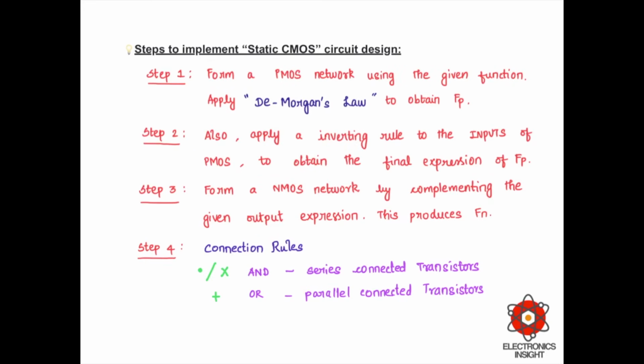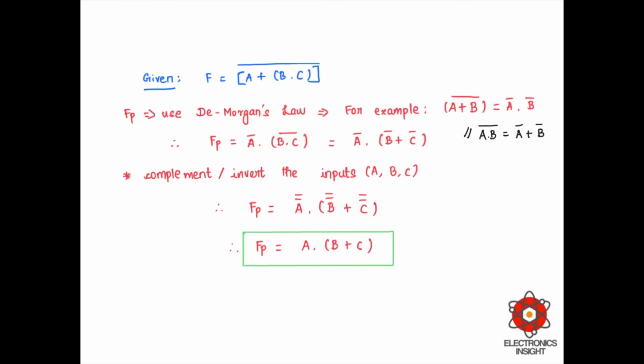And the final rule is the very important connection rules, wherein many people keep getting confused that if it is PMOS, we have to connect it in parallel, and if NMOS, we have to connect it in series. So let us eliminate all those thoughts for the connection rules and have a very simplified rule. If it is an AND function, with a dot or multiplication, then your transistors will be connected in series. And if it is an OR function, then the transistors will be connected in parallel. Now let us take the given expression, which is (A plus B dot C) the whole bar.